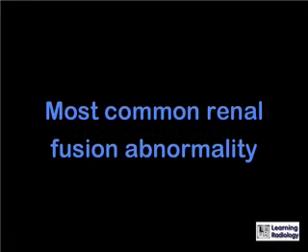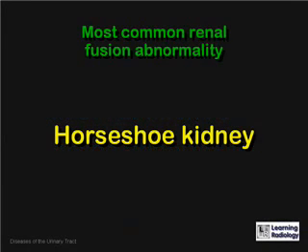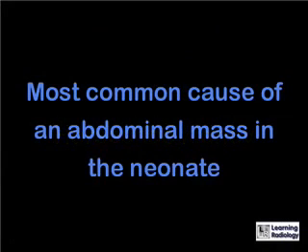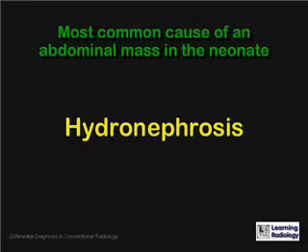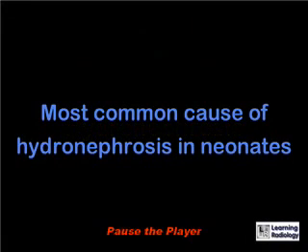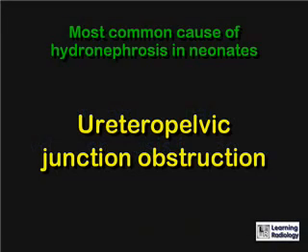What is the most common renal fusion abnormality? A horseshoe kidney. What is the most common cause of an abdominal mass in the neonate? Hydronephrosis. What is the most common cause of hydronephrosis in neonates? Ureteropelvic junction obstruction.